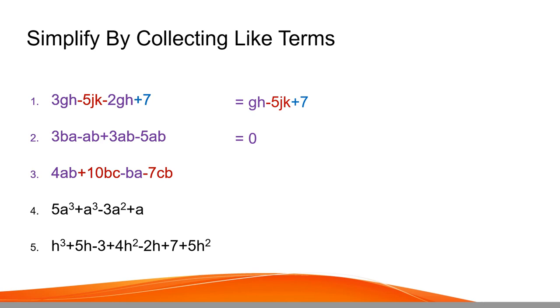And there you have like terms for the next one. You've got 4ab minus ab, because ba is the same as ab, by the way. That should be 3ab, and then 10bc minus 7bc, because cb will be bc. That will be 3bc. So you have 3ab plus 3bc. Can you look into the next one? 5a cubed plus a cubed. Those are like terms. There we go.